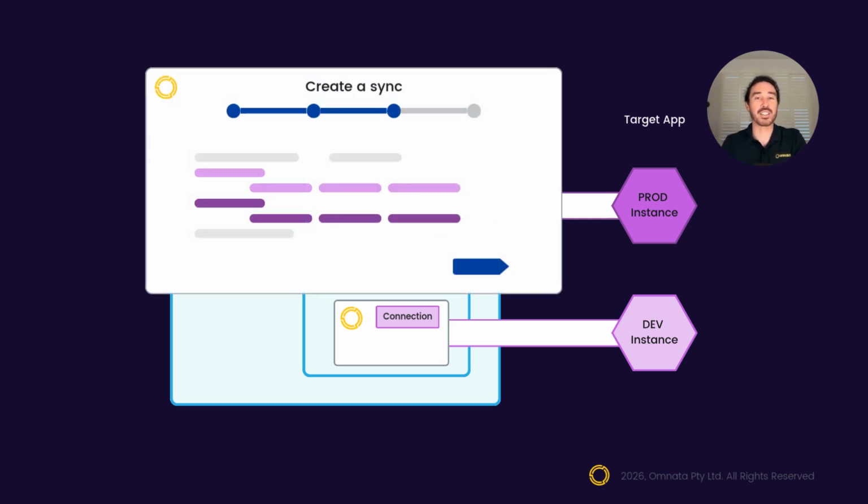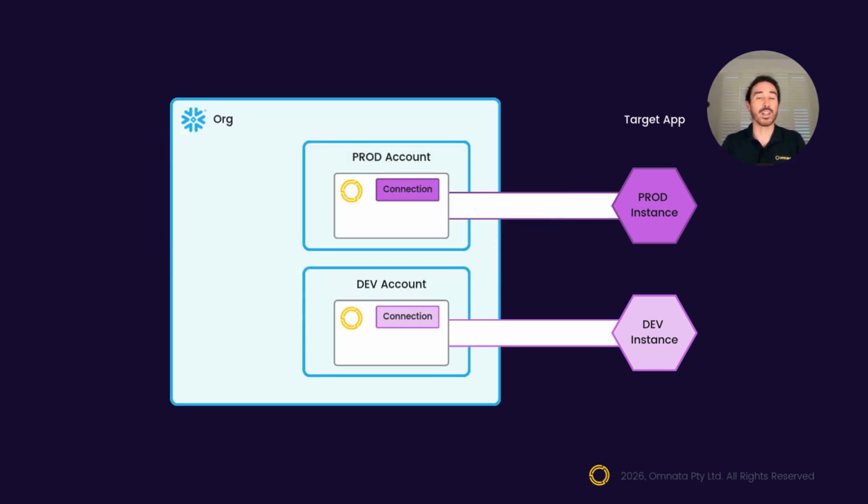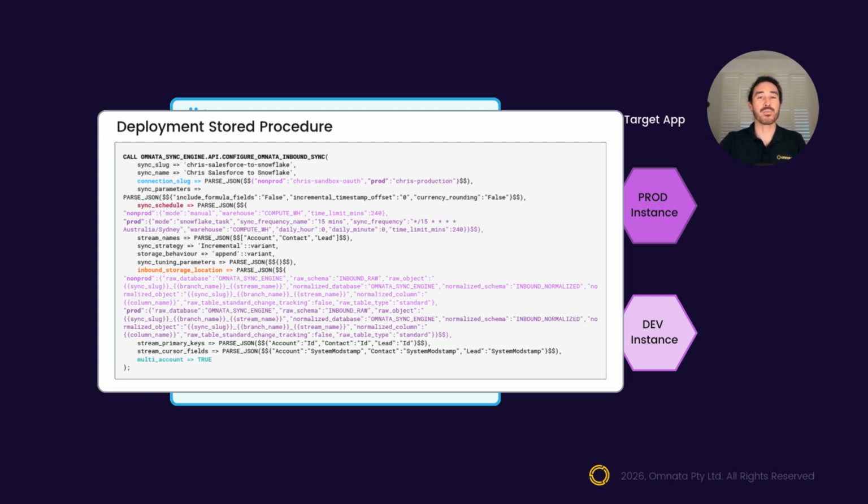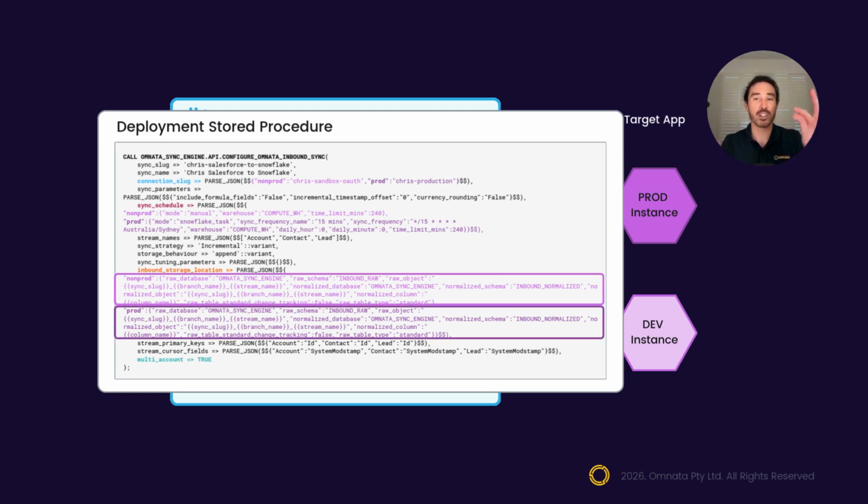As you go through that sync configuration, you'll see that some components allow you to configure settings both for the dev and the prod deployment of this sync. Once you get to the end of the sync configuration, instead of just pressing start like you would in single account mode, we'll provide you with a deployment stored procedure. This stored procedure, as you can see in the text here, has different parameters for each deployment. So there's a non-prod deployment and then a prod deployment.